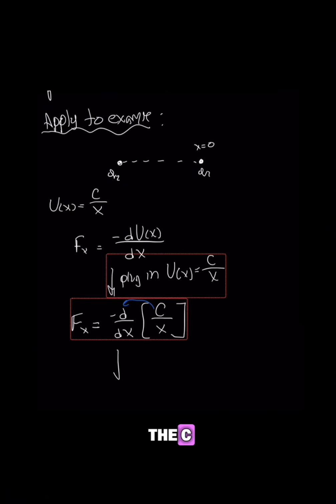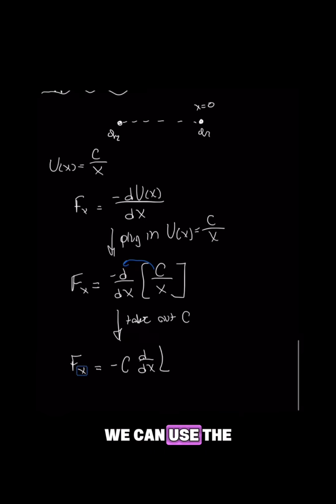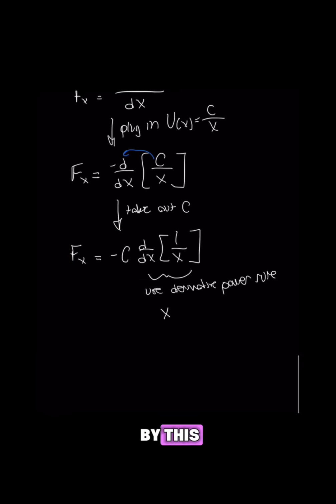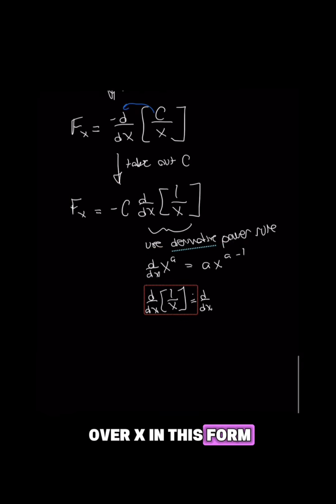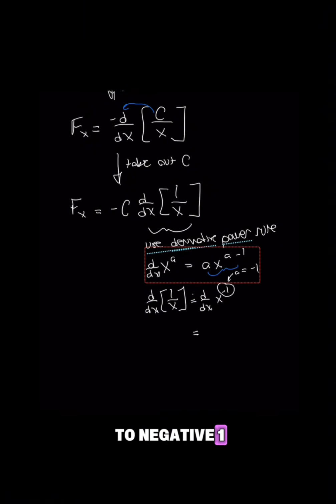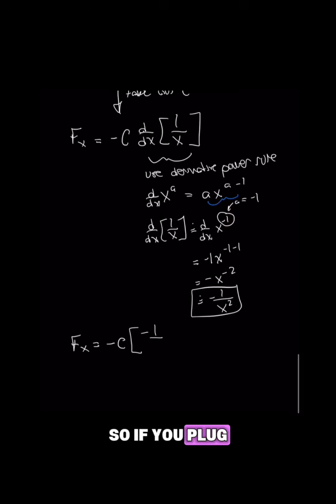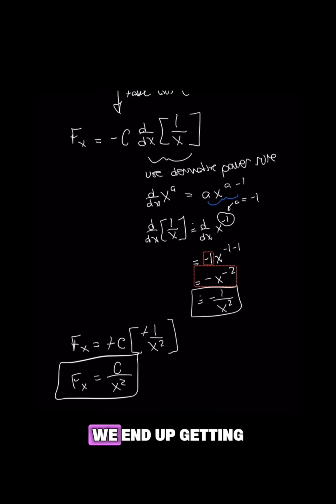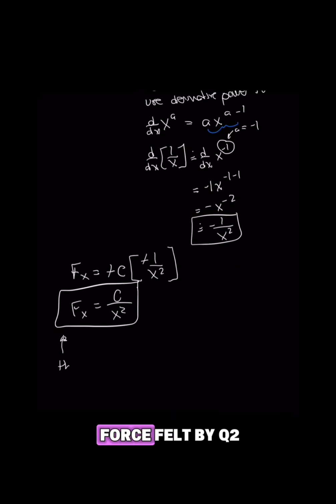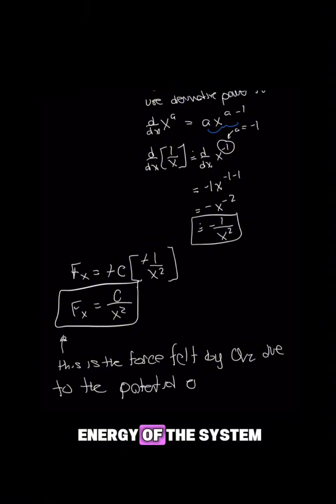We can take out the C, since the derivative doesn't depend on C. We can use the derivative power rule given by this. If we rewrite 1 over x in this form, we identify that a is going to be equal to negative 1. Plug this into our derivative power rule, and we end up getting this. So if we plug that in and do a simple cancellation, we end up getting this for the final answer. So this is the force felt by Q2 due to the potential energy of the system.